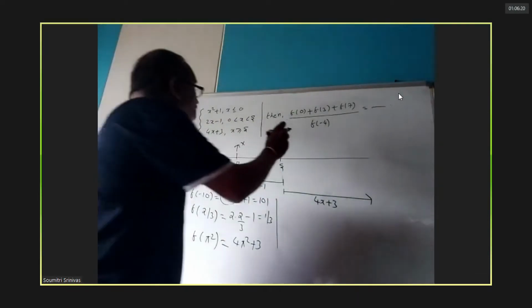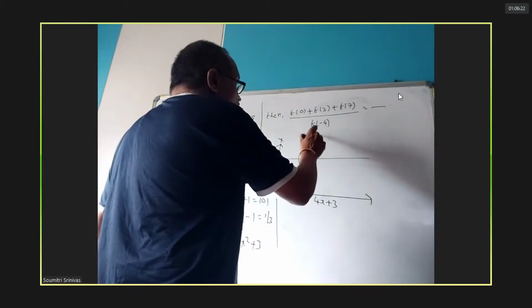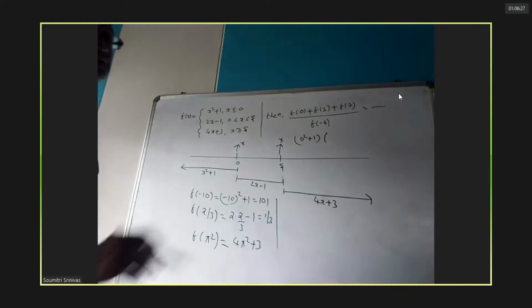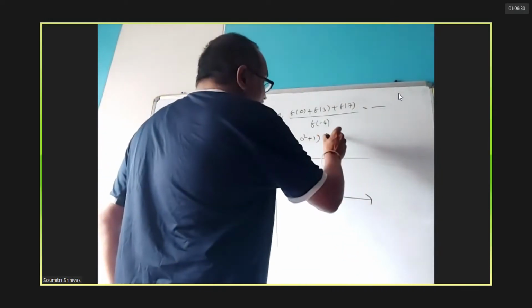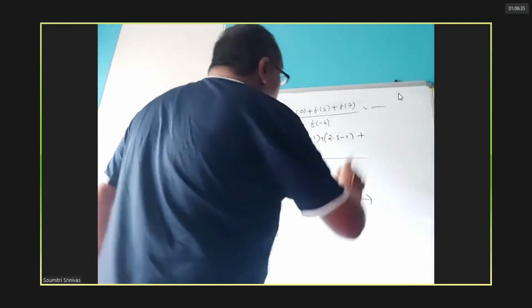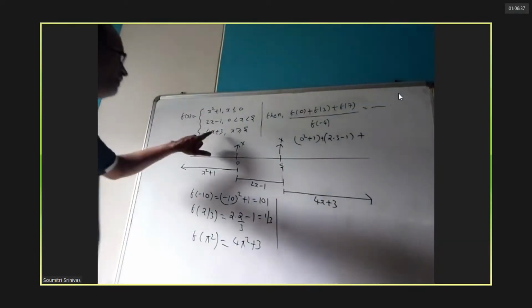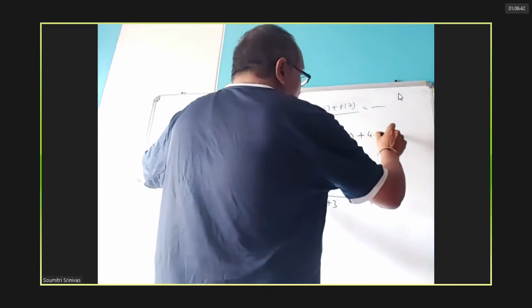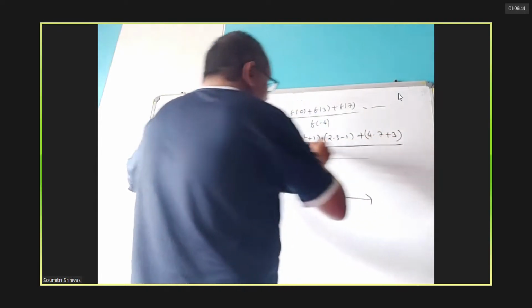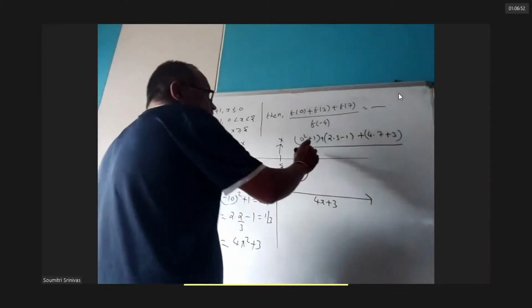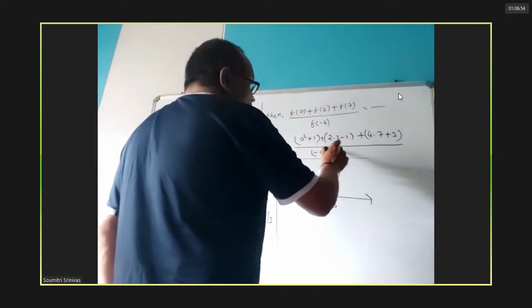So what will I get? 0 square plus 1. F of 3: 3 will fall in the second, so 2 into 3 minus 1. Plus f of 7: 7 will fall in the last, the third, so 4 into 7 plus 3. Denominator f of minus 4: where will minus 4 fall? The first one. Minus 4 whole square plus 1. Answer 1.